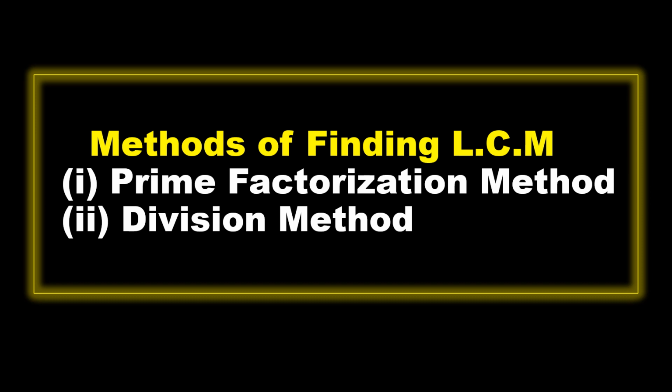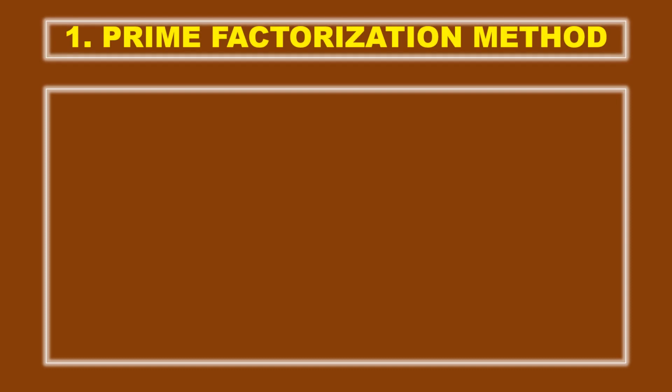Now we'll discuss the methods of finding the LCM. We have two methods. One is the prime factorization method and one is the division method. Let us discuss these in detail by taking an example. The first one is the prime factorization method. Here I gave some steps. Please follow these steps whenever you are finding the LCM of any 2 or 3 numbers.